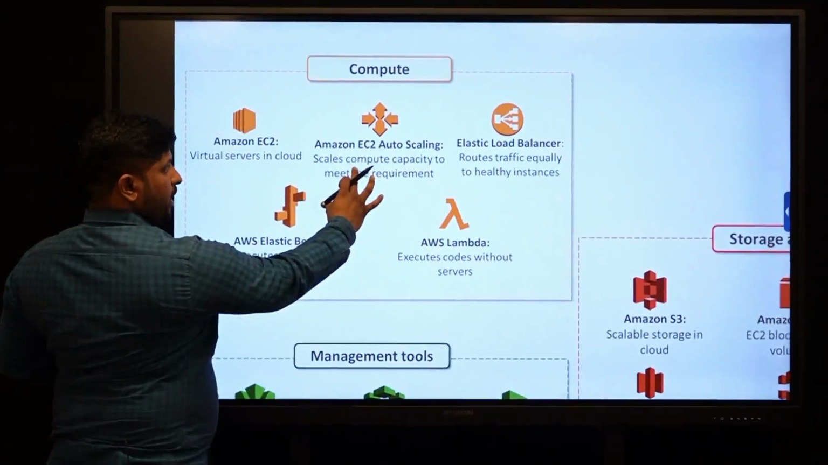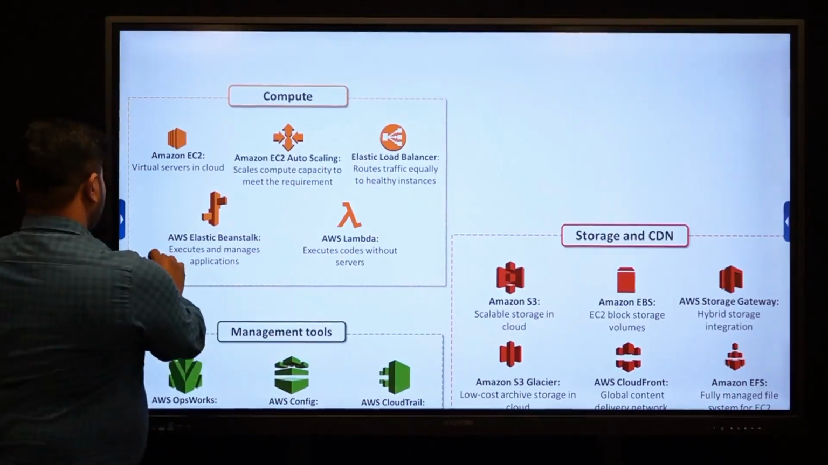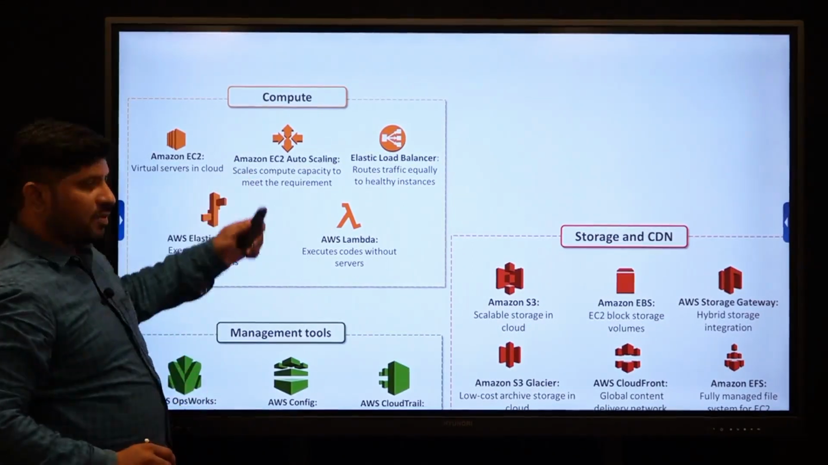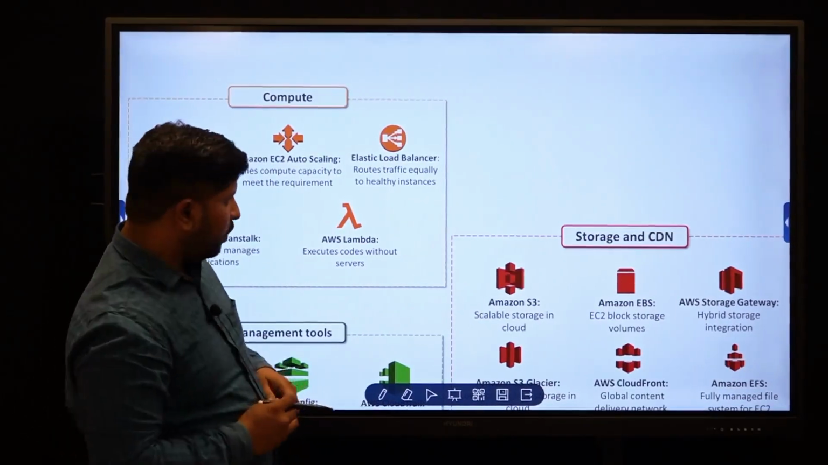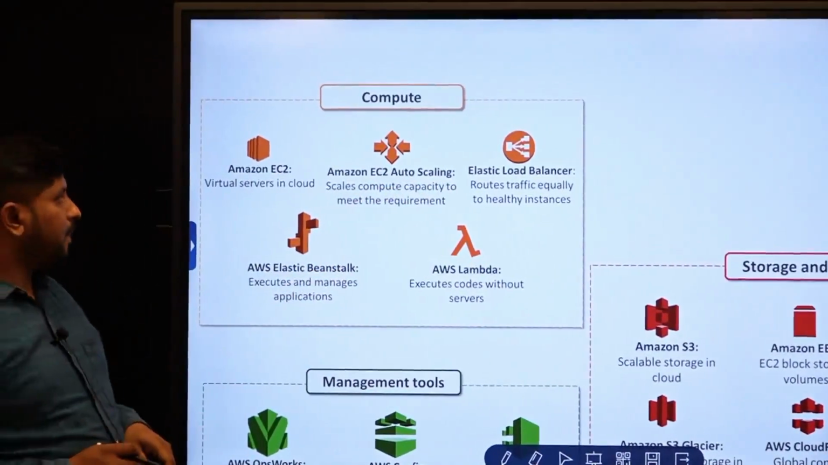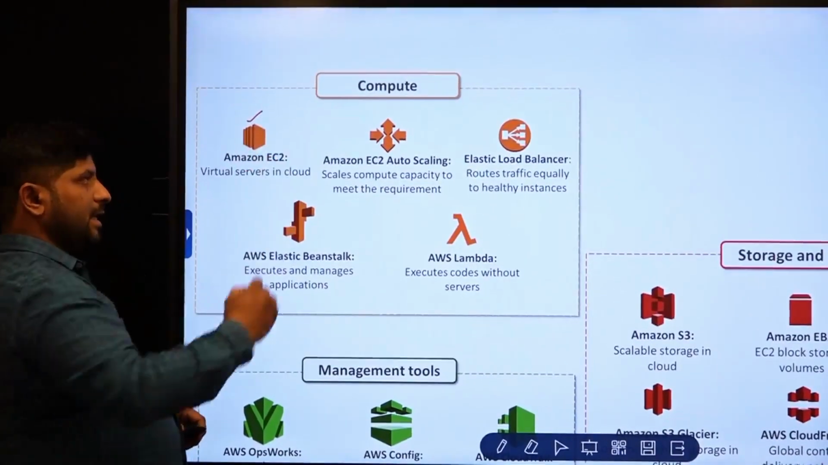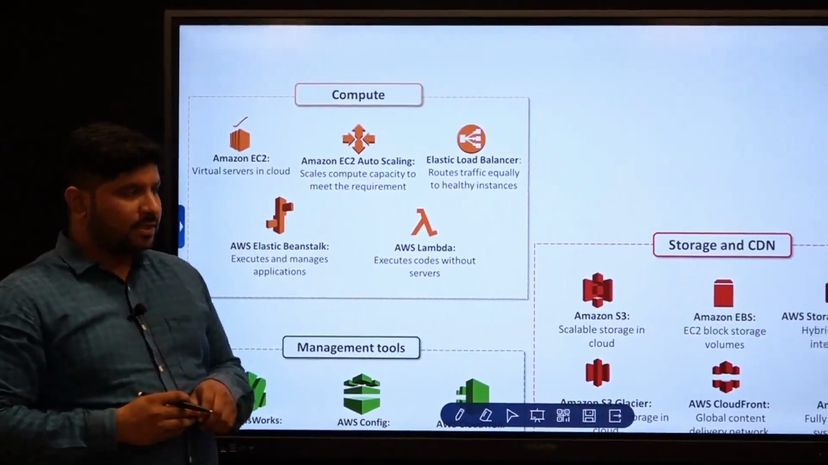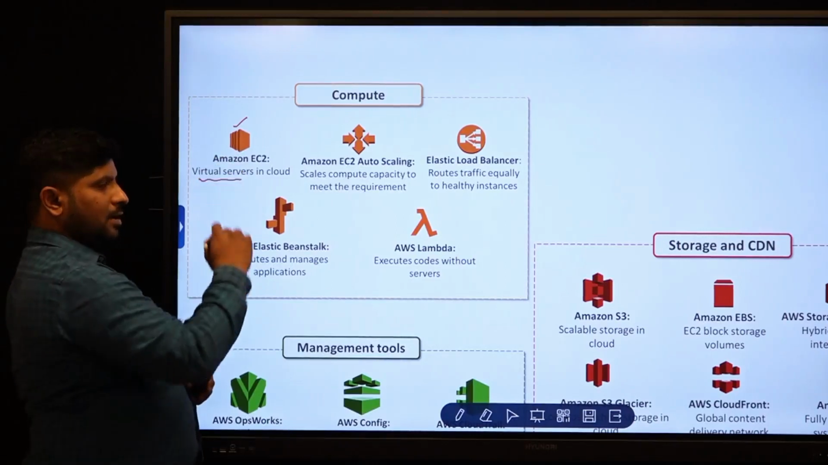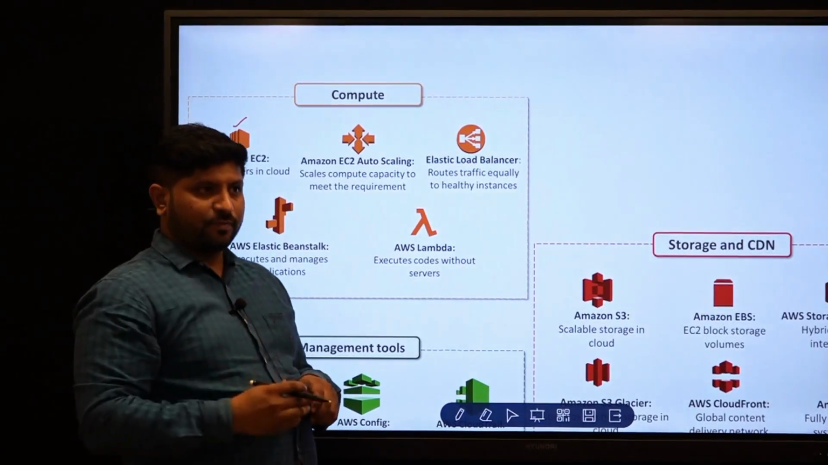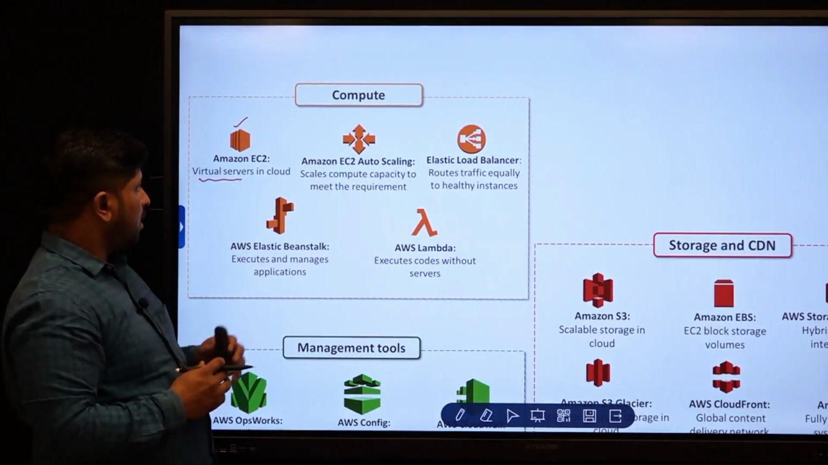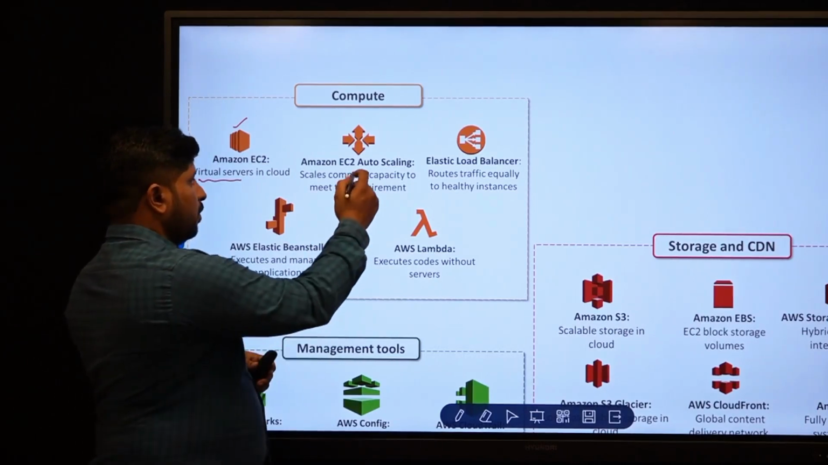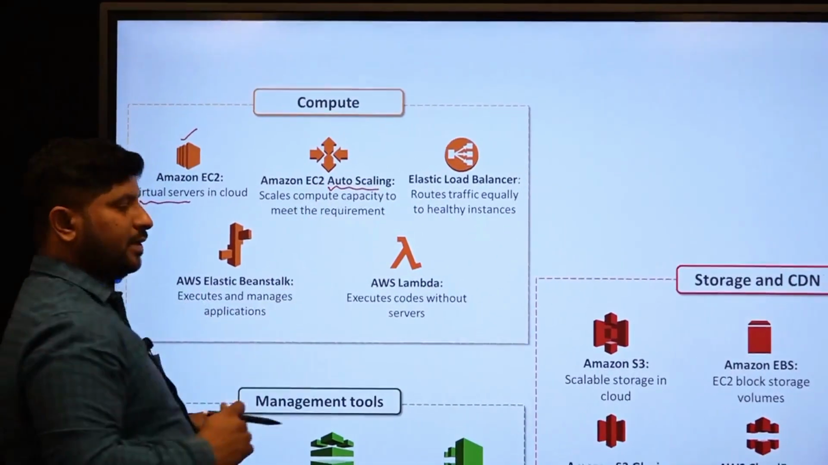AWS has been providing more than 200 fully functional services, out of which one type of service is compute. Under compute, we do have various services over here, starting with Amazon's EC2, where AWS provides virtual servers to the customers, where various kinds of virtual servers can be deployed on top of AWS. And we do have auto scaling of EC2.